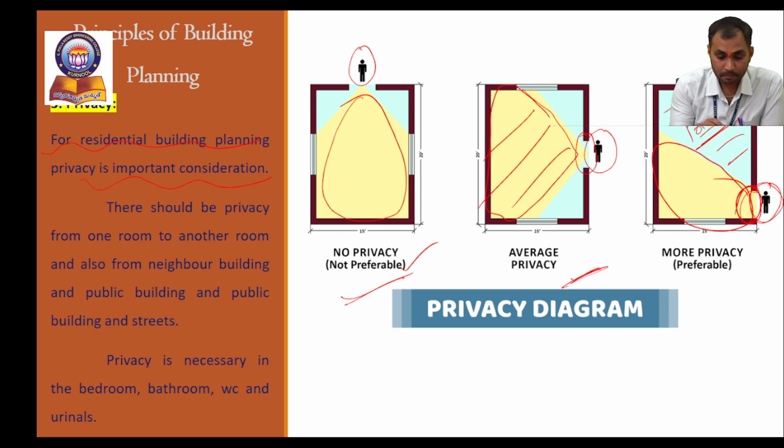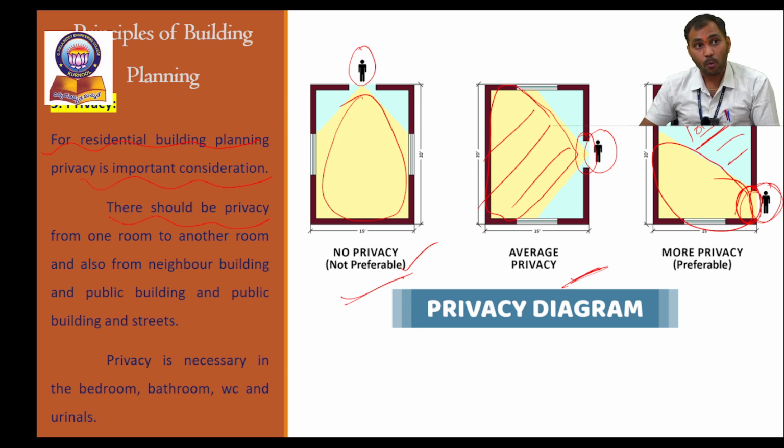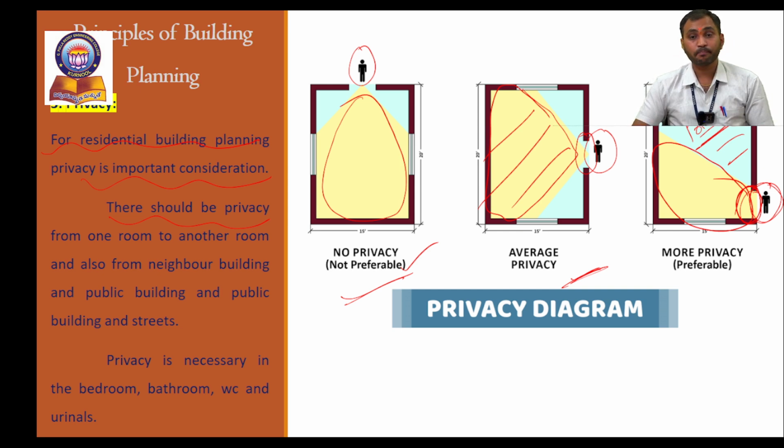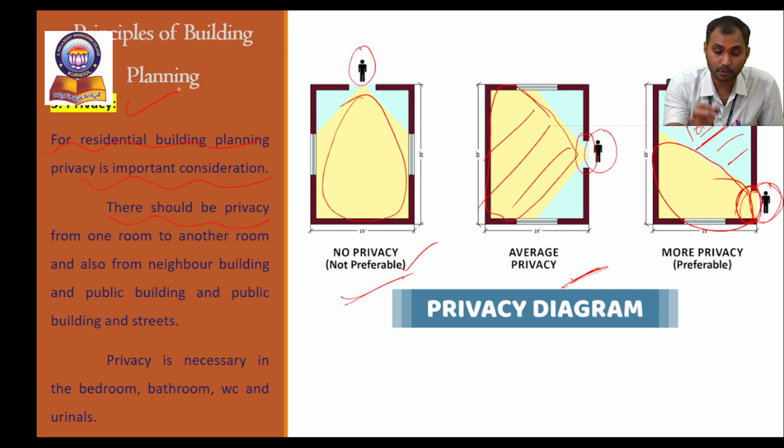Okay, right. So there should be privacy from one room to another room, and also from neighboring buildings. If the neighbors open their window, they will observe what the people in the other houses are doing in their home. Directly they can see, they can zoom the cameras. So it is very strictly prohibited now. Privacy should be provided for every human, in public buildings.